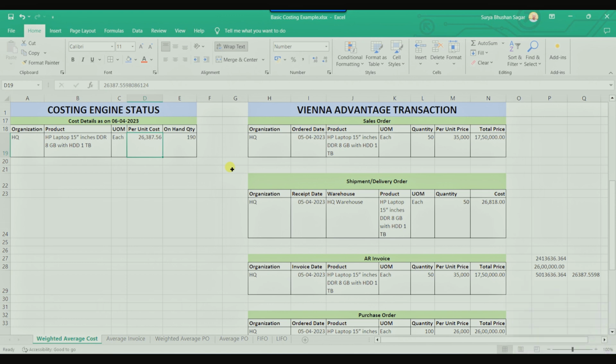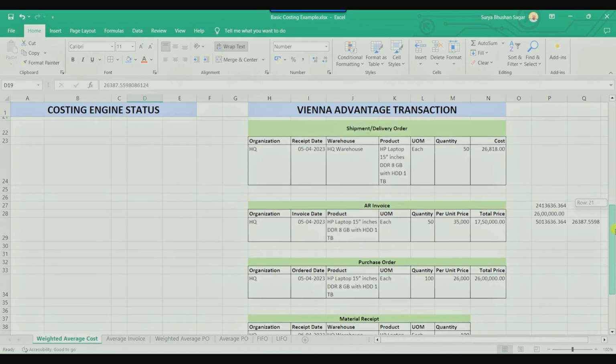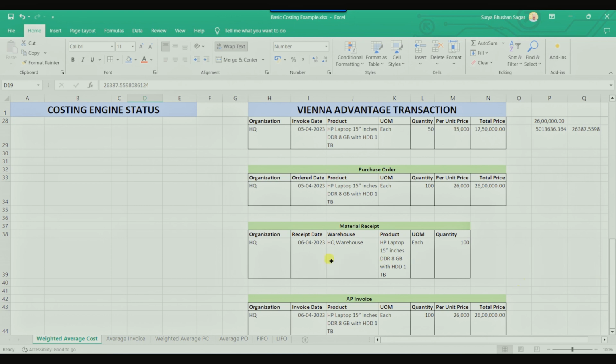That is how the system is generating the cost. As I have mentioned, the weighted average is basically the moving average, and based on the on-hand stock available, the system calculates the cost. This is the formula executed by the costing engine in the background. In the 5x version of Vienna Advantage, the system used to calculate the cost at the level of the material receipt itself, meaning at that moment there are no AP invoices. But later, if there is any difference, that difference would be allocated by the system and captured at the level of the match invoice.